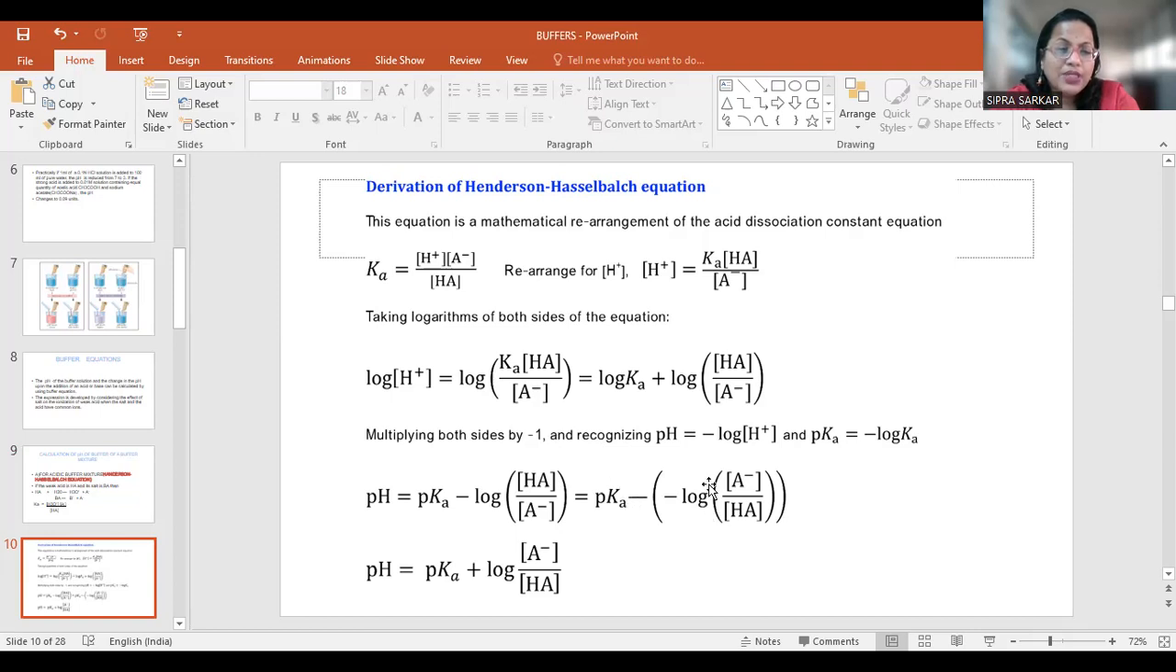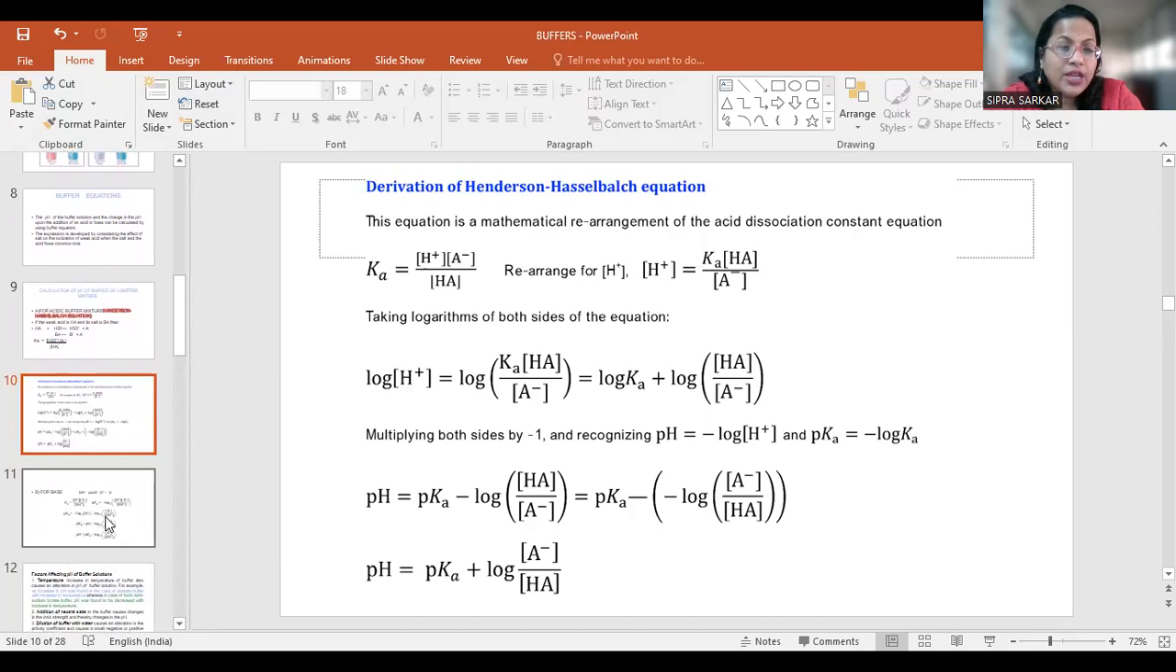Now, if the equation is reversed, HA divided by A minus, then opening the bracket, the minus and minus will be plus, and the formula will be pH equals pK plus log A minus by HA. That is the pK, the dissociation constant of the acid, and log A means the concentration of the base and the concentration of the unionized acid. That's why HA is written.